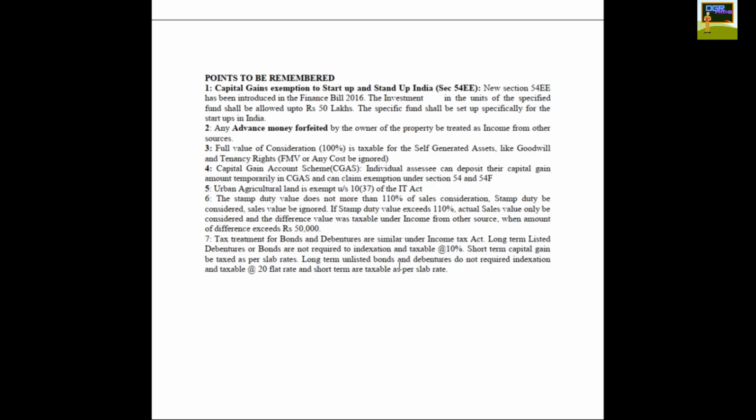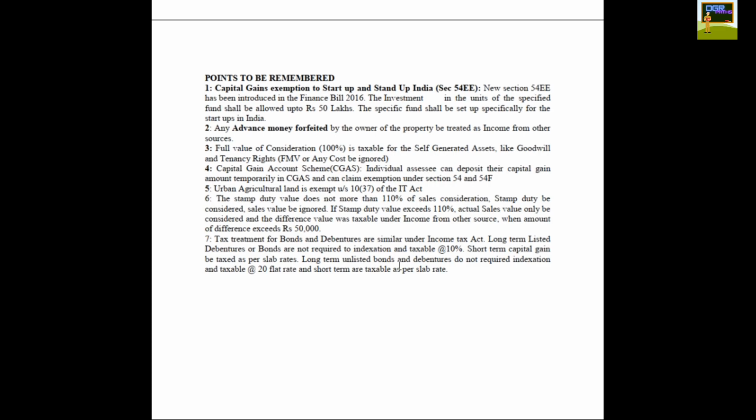Any advance money forfeited by the owner of the property will be treated as income from other sources, not under capital gain. Third one, full value of consideration, 100% is taxable for self-generated assets like goodwill and tenancy rights. Capital Gain Account Scheme, CGAS. An individual assessee can deposit their capital gain amount temporarily in CGAS and can claim exemption under Section 54 and 54F.